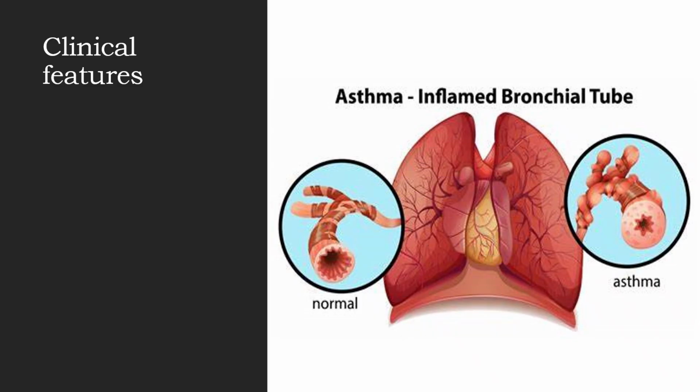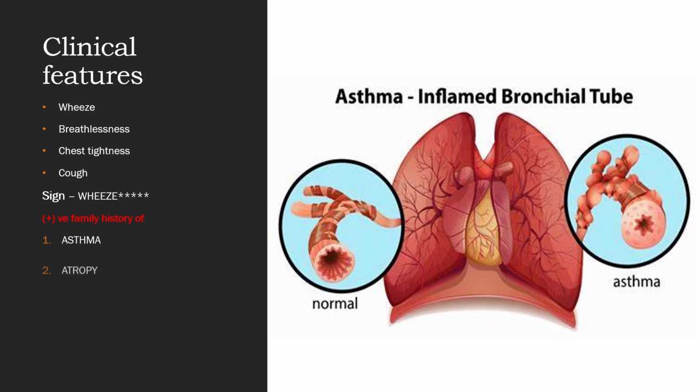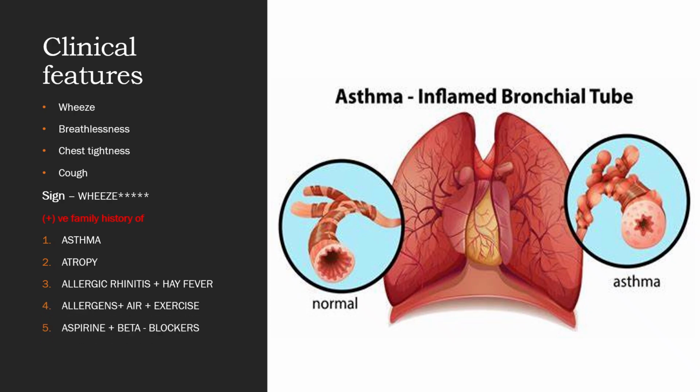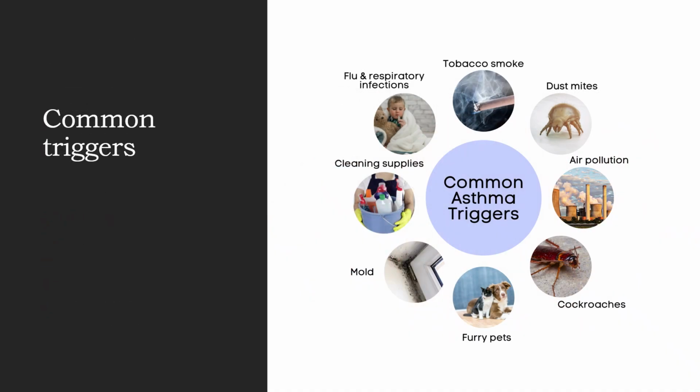So let's start. Clinical features. What we see: wheeze, breathlessness, chest tightness, cough, and sign. We hear the wheeze-like sounds coming from the lungs, and family history will be positive, as in the case of asthma, atopy, allergic rhinitis, and hay fever. Allergens, air, exercise, aspirin, beta blockers. These are some common triggers.